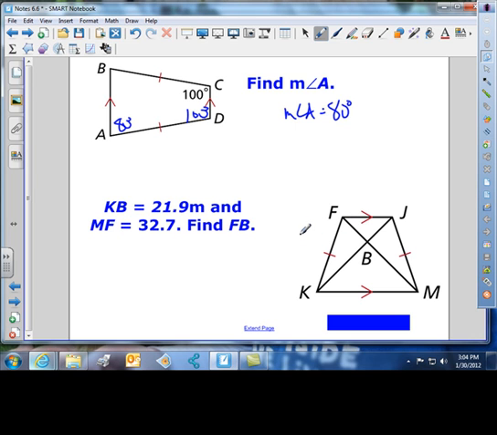Down here, if KB is 21.9, this side, and MF, that whole side, is 32.7, then we're to find FB. Well, we do know that from M to B would also be 21.9, so for the remaining part of that, FB, like Facebook, would be 32.7 minus 21.9. And if we subtract that, we will get 10.6. Okay? And that will be 10.6 meters.